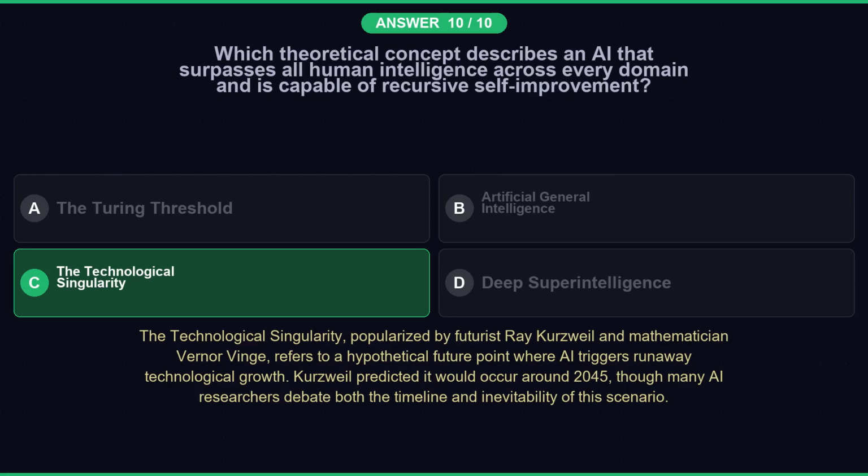The correct answer is C. The technological singularity. The technological singularity, popularized by futurist Ray Kurzweil and mathematician Vernor Vinge, refers to a hypothetical future point where AI triggers runaway technological growth. Kurzweil predicted it would occur around 2045, though many AI researchers debate both the timeline and inevitability of this scenario.